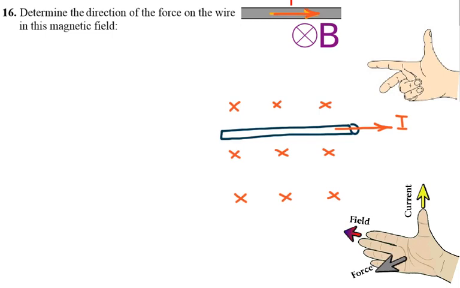So these are the magnetic field lines. I have to point my fingers away from me, in the direction of the magnetic field lines. I have to point my thumb to the right, and the force acting on the wire is going to be up. So the force acting on the wire is up.